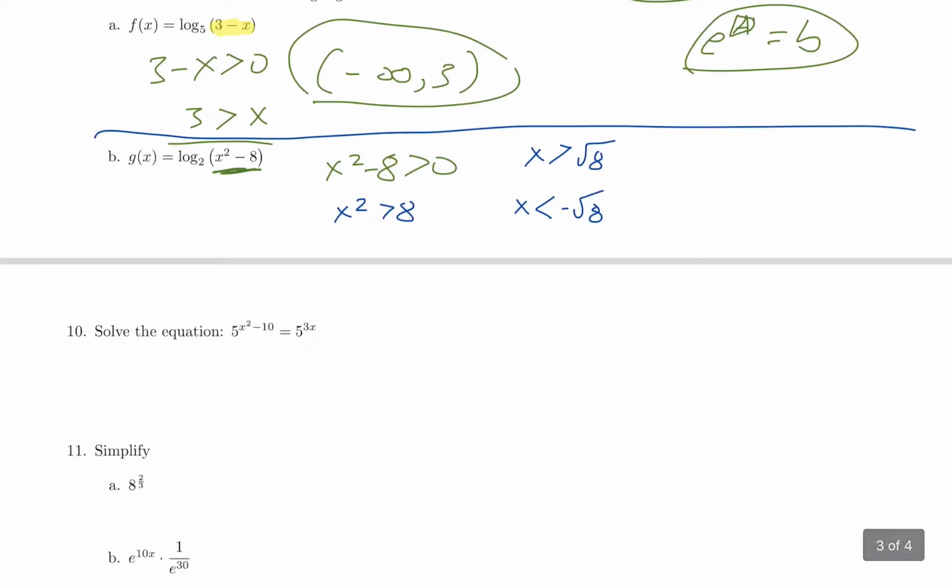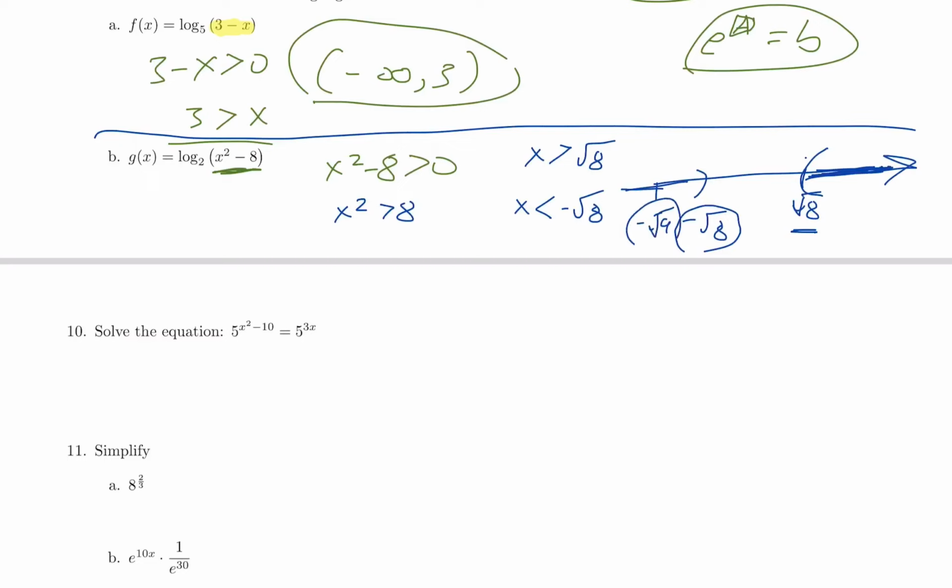If you think of a number line, here is the square root of 8. If I square the square root of 8, I get 8. And if I square any number bigger than that, I get a number bigger than 8, so anything here is good. But why negative square root of 8? Because if I square negative square root of 8, I get 8. And if I square a number less than that, let's say negative 9, it gives me 81, because if you square a number, it's always positive. So that is greater than 8, and any number here is also fine.